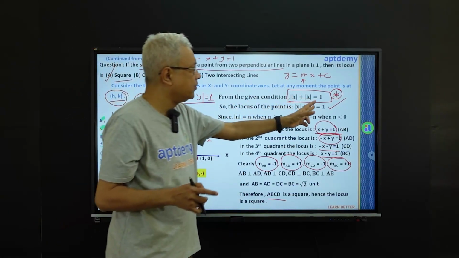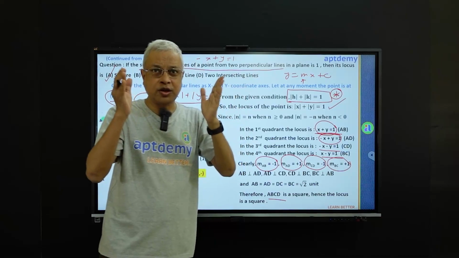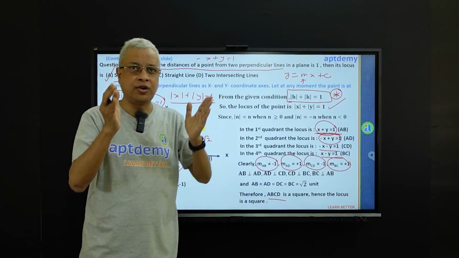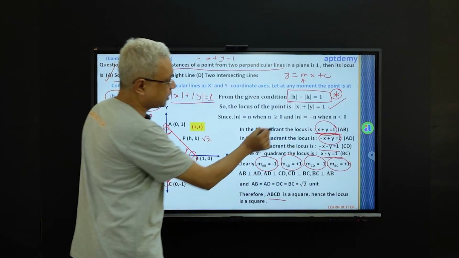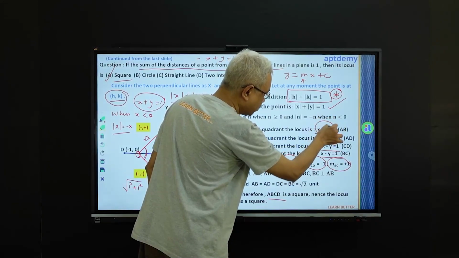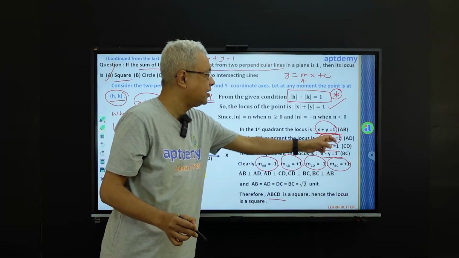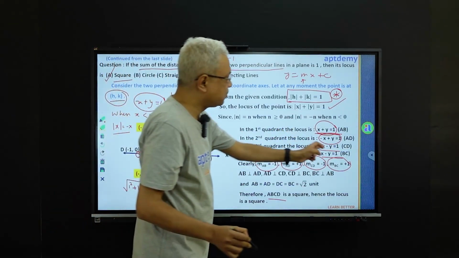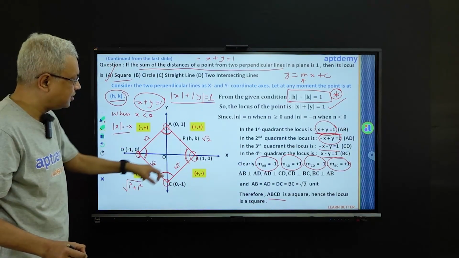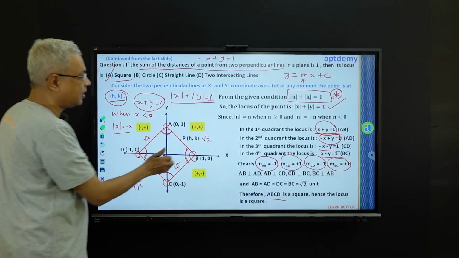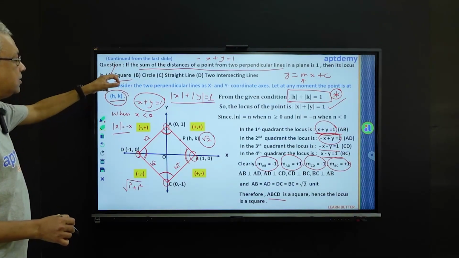And mod x plus mod y equal to 1 is an equation involving the modulus of x and modulus of y, or absolute values of x and y. It unfolds into 4 different equations: x plus y equal to 1 in the first quadrant, minus x plus y equal to 1 in the second quadrant, minus x minus y equal to 1 in the third quadrant, x minus y equal to 1 in the fourth quadrant. And these straight lines constitute a square whose side length is √2. And therefore, the locus of the point is a square.